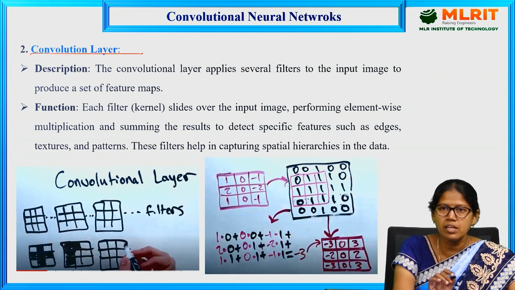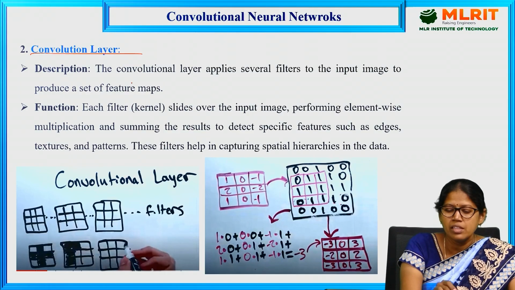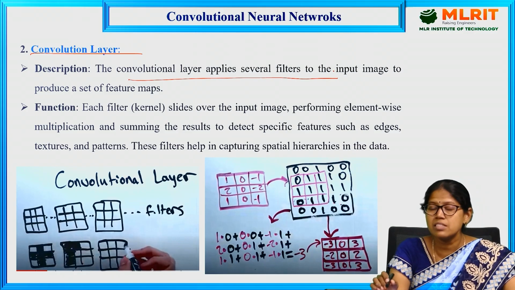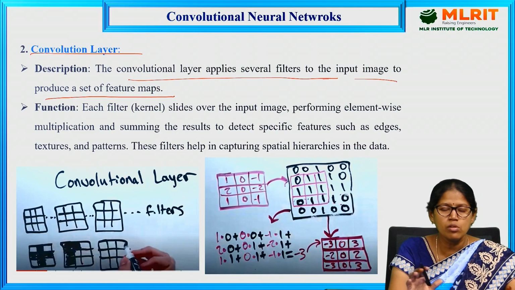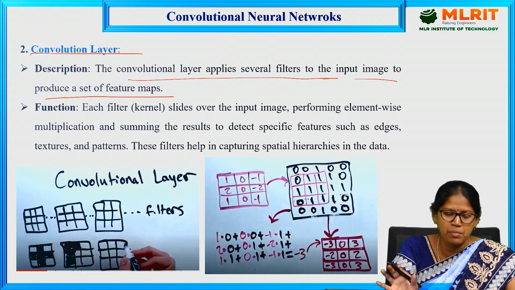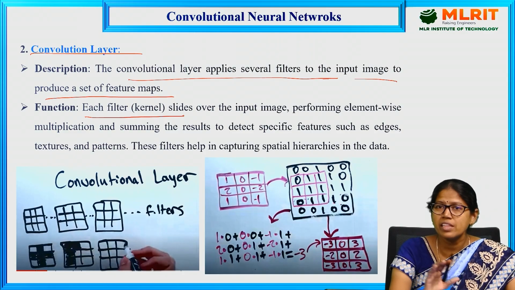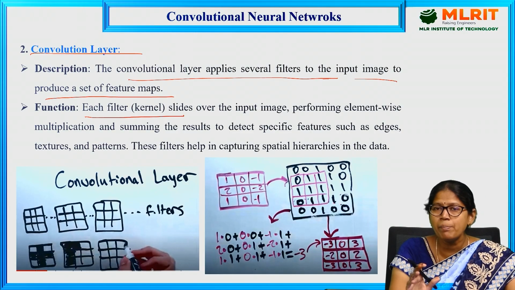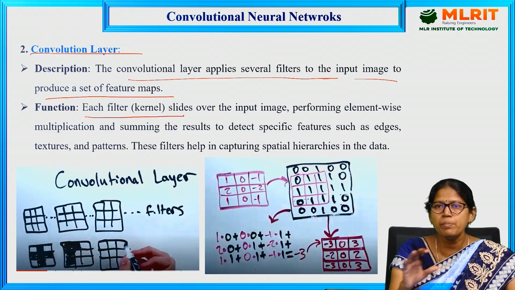This layer is the important layer. So let's see the description of the convolutional layer. The convolutional layer applies several filters or kernel filters to the input image to produce a set of feature maps. So basically the convolution layer is used to identify the patterns, shapes and edges of the image. Okay, so what is the functionality? Each filter slides over the input image, sums up all the values and produces a new value so that it shrinks. Whatever important features are there will be produced as an output.